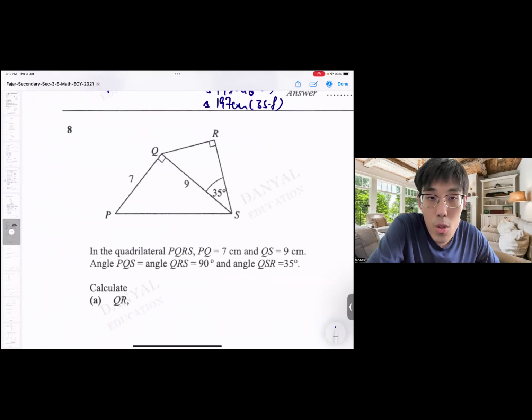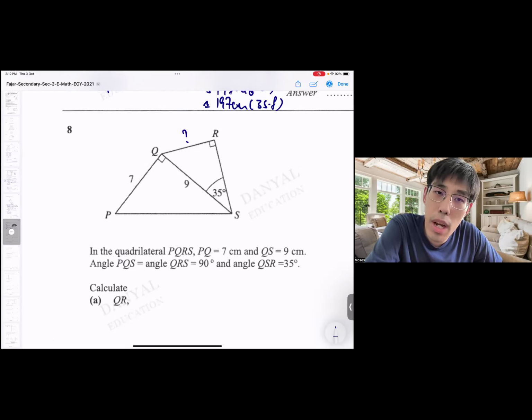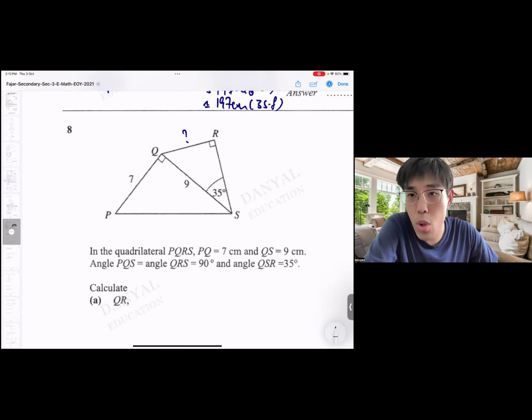Quadrilateral PQRS, PQ is 7, QS is 9. Angle PQS equals angle QRS, which is 90. Angle QSR is 35. Find QR. What I see is a similar triangle, but I don't want to assume that is the only thing. Is there something else I can do? I want to find QR over here. What can we do? Basic trigo, right? Because there's a 35 degrees, it's a right angle triangle. We can think about basic trigo.